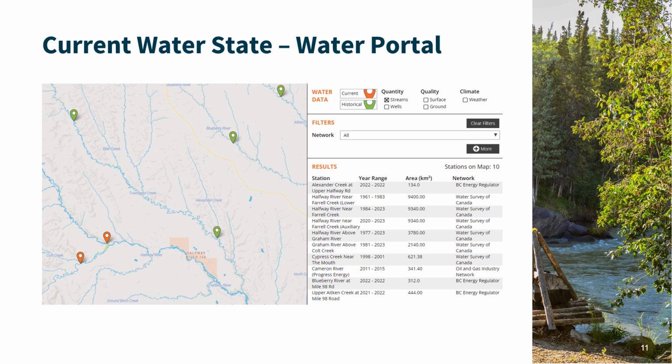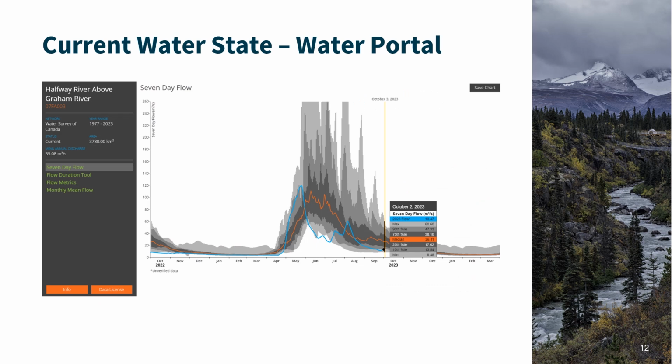Clicking on one of the Water Survey of Canada stations, the Halfway River above Graham River, this will pop up and display a hydrograph, which is basically how a stream system behaves over the season. You can see it all the way from October 2022 into March of 2023. And what you see in the blue line is the flow within that current year.